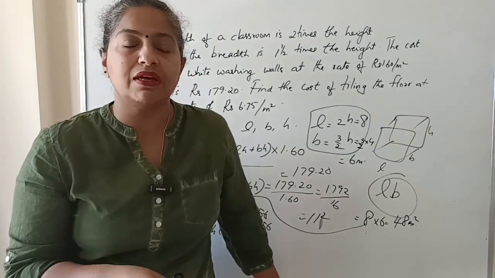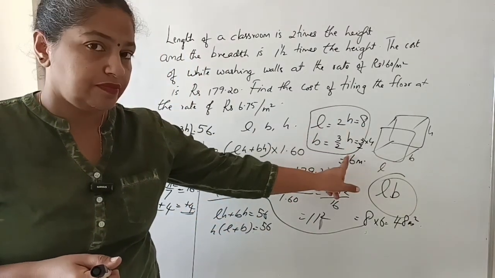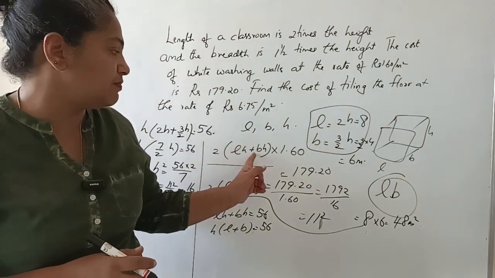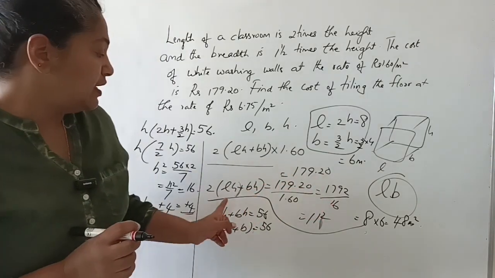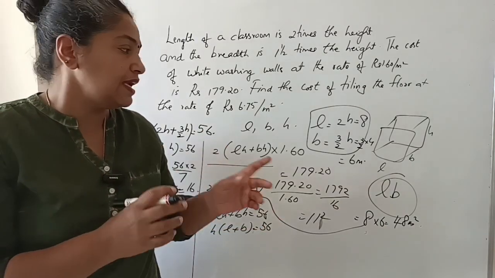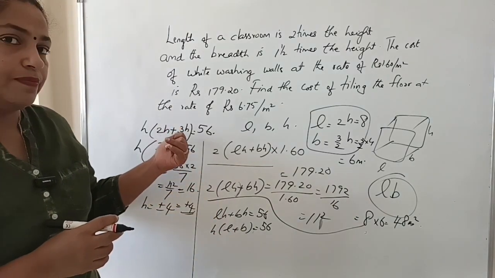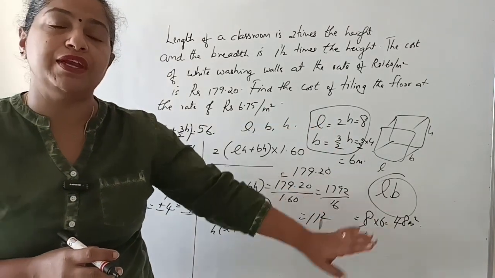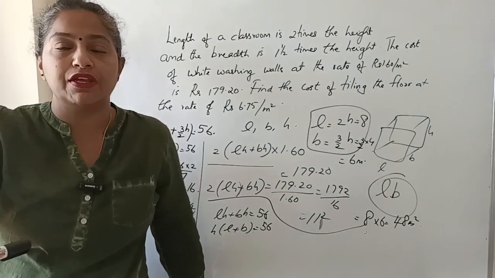I hope you are clear with the sum. Here the length and the breadth were given in terms of height. And the cost of whitewashing the walls was given to you, which is 2 into (LH plus BH) into the rate of whitewashing, giving you the total cost. Now, I have gotten the value of LH plus BH as 56. In order to segregate them, I have used this relation. I have written down L and B in terms of H. I have solved for H and then found out the values of L and B and applied in the formula for finding out the area and then the cost. Okay, I hope this sum is clear to you.